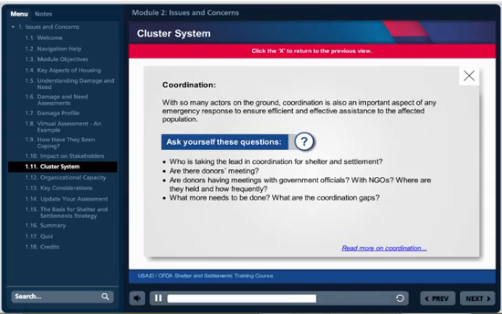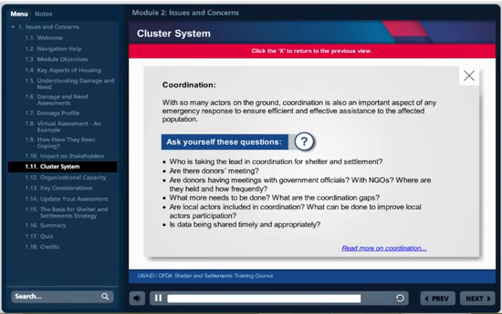What are the coordination gaps? Are local actors included in coordination? What can be done to improve local actors' participation? Is data being shared timely and appropriately? What is the role of the host country government in coordination process?